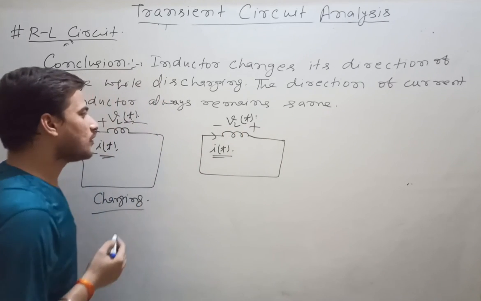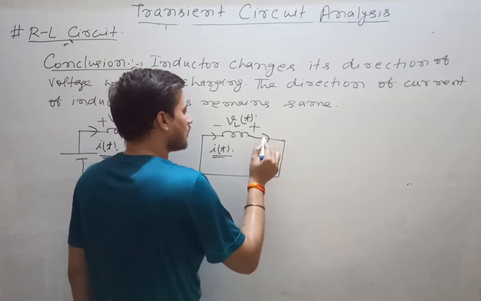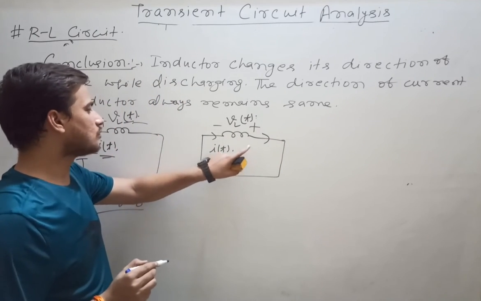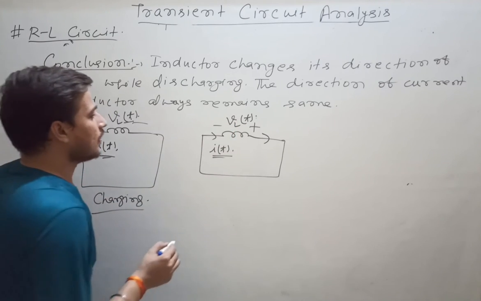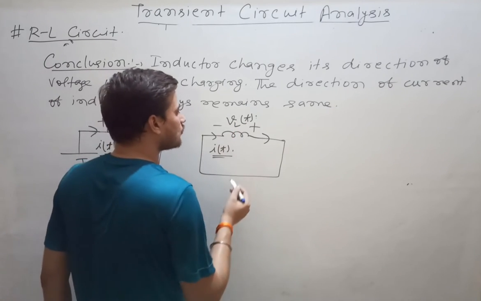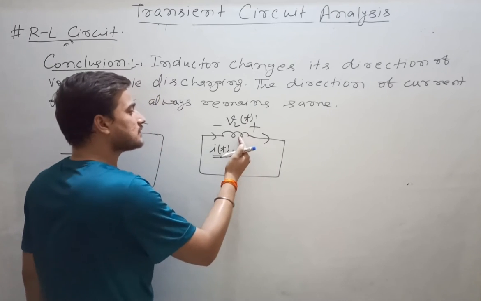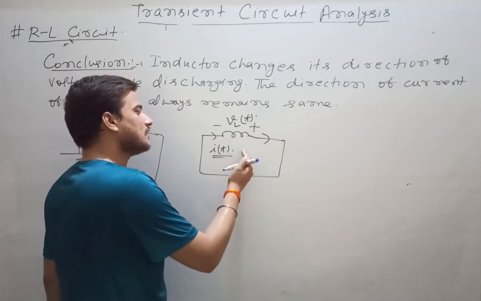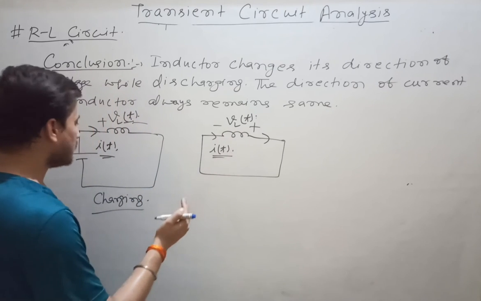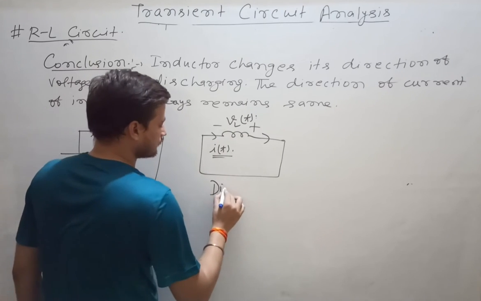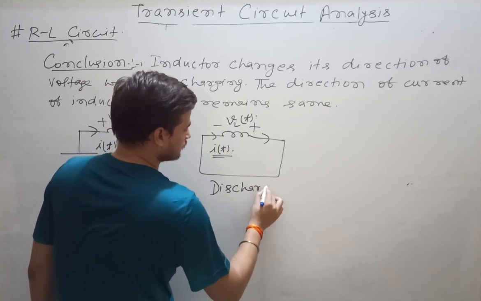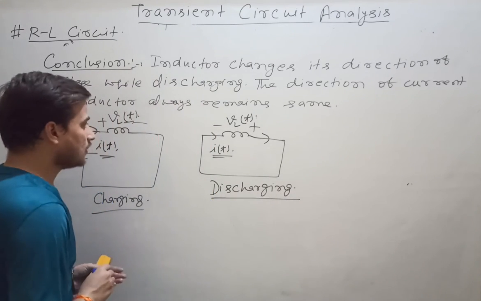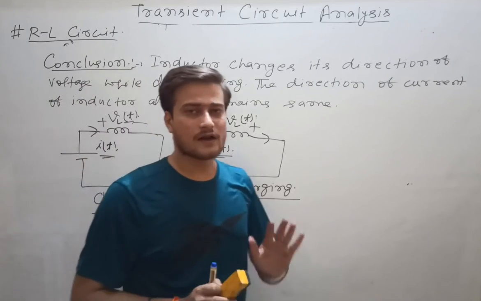Reverse voltage means current is coming out through the positive terminal. If the current is coming out through the positive terminal, it means it is delivering power. It is releasing power. That means it is discharging. Clear? So I think today you have understood about the inductor.